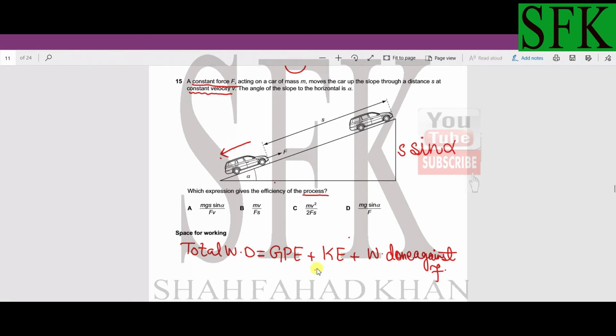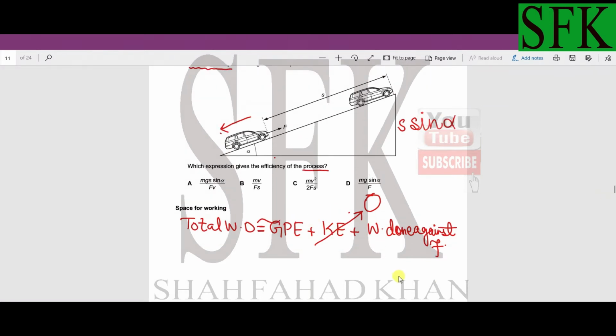Constant velocity would mean that the change in kinetic energy is zero. So no energy is being converted into kinetic energy, which tells us that since it's moving at constant velocity, the useful energy output does not involve kinetic energy. So kinetic energy is out. Now we are left with gravitational potential energy and work done against friction. Work done against frictional forces is the energy that is wasted, right?